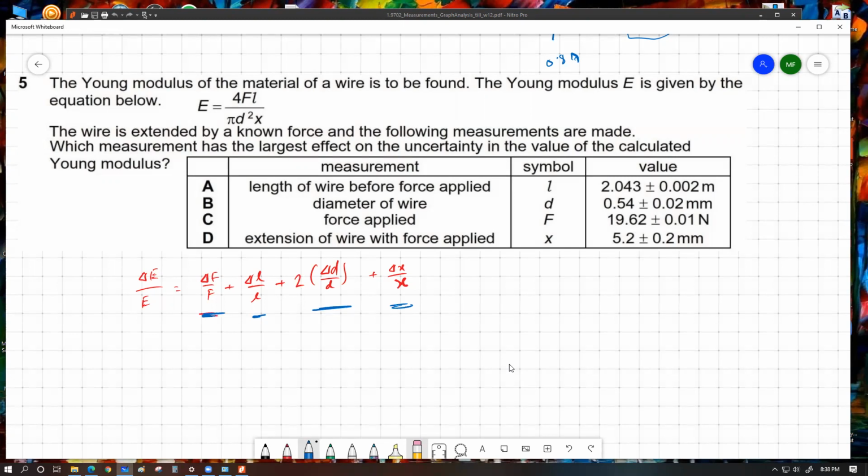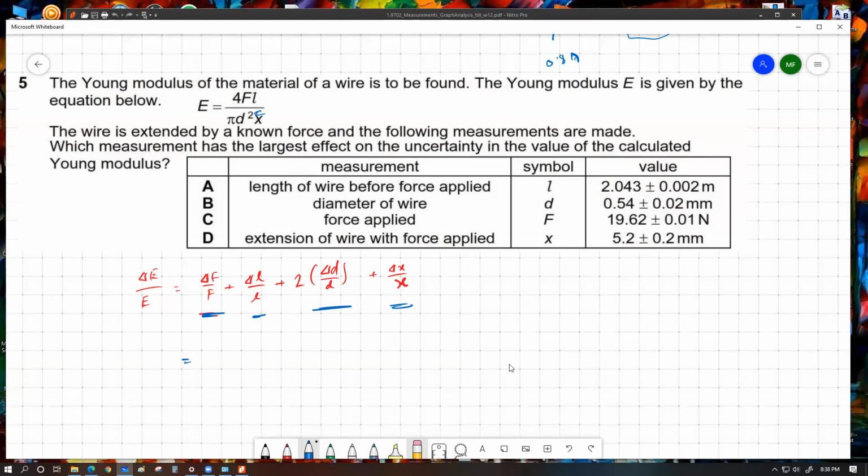Now, logically, I can say that there is a 2 multiplied with delta d by d. So I might assume, I'm not saying it's going to be always correct, but I can assume that diameter is going to have the biggest effect, because the effect of the fractional uncertainty of diameter is getting doubled and then added because of the square that exists in the formula. Here is the square. That square is coming up as double. But still, just to convince you of this fact, I'm going to show you the individual fractional values over here.